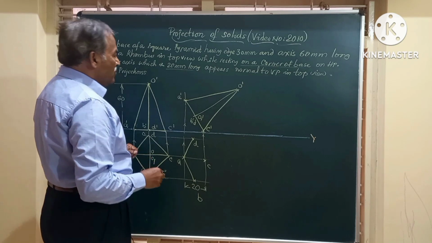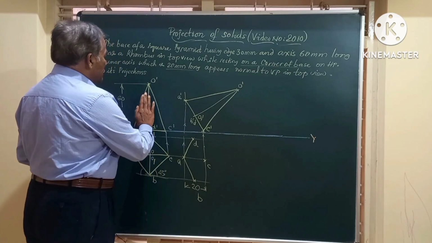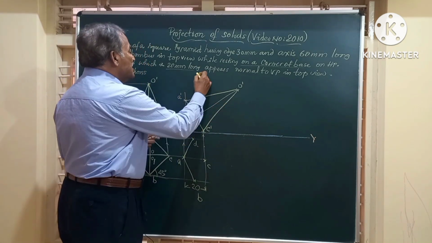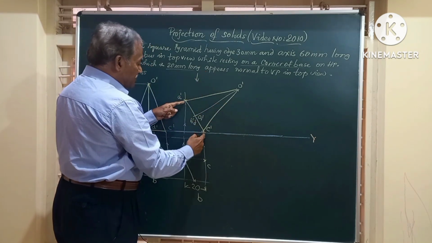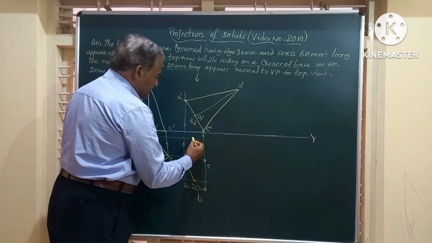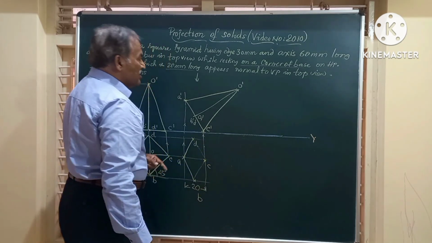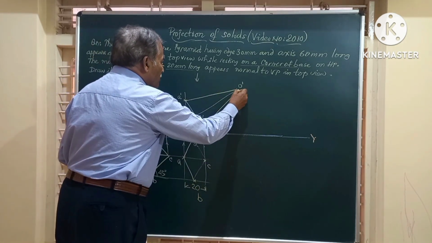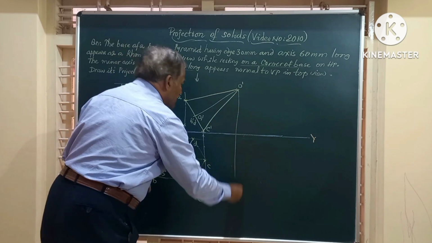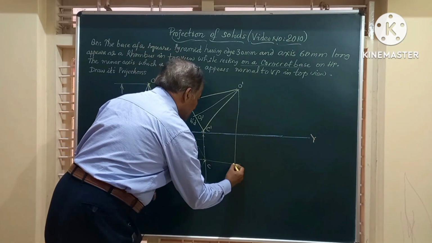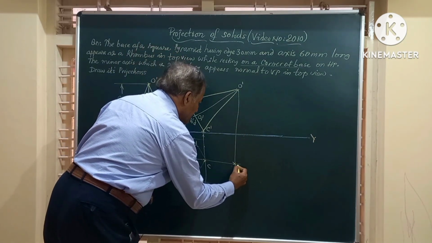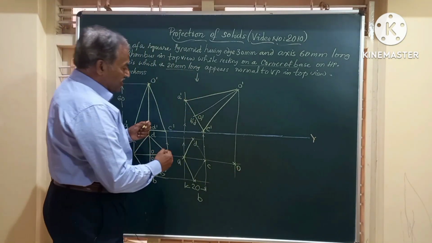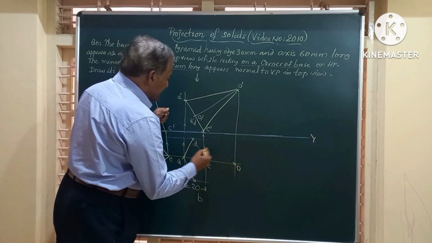Friends, now we have redrawn the front view such that the base, when seen from the top, that is ABCD, appears as a rhombus like this. Now friends, we will get the top view of O dash by drawing a vertical line from there and a horizontal from here. This is the position of O, the vertex. Let us join O to ABCD.